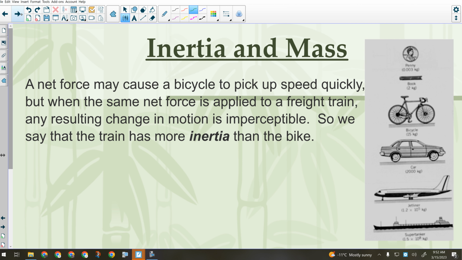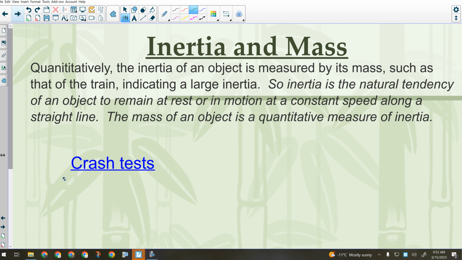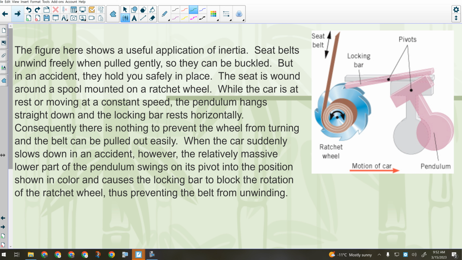All right, so inertia and mass, okay, the more mass you have, the more inertia you have, the more your tendency is to stay put. Okay, we've seen lots of examples of that thus far. Okay, and that's the same thing. Okay, we talked about this the other day as well, how your seatbelt works, how it relies on Newton's first law. Okay, if the car stops suddenly, the pendulum swings forward because it's trying to obey Newton's first law, which causes the ratchet wheel to lock into place.